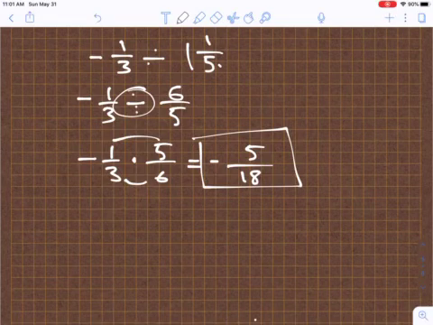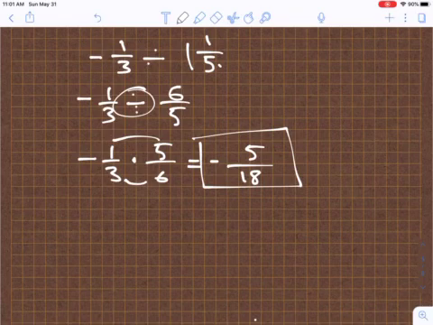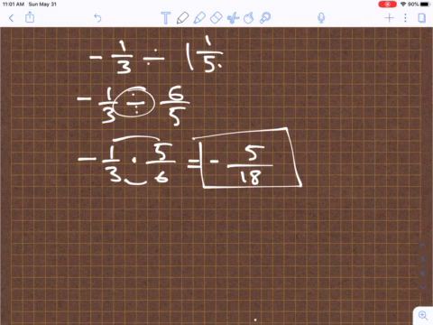So like I said, I was going to go through this a little more quickly, but I hope that little bit I did at the beginning at least showed you why we do the keep, change, flip. Where did that come from? And that's where it comes from. So hope this helps.